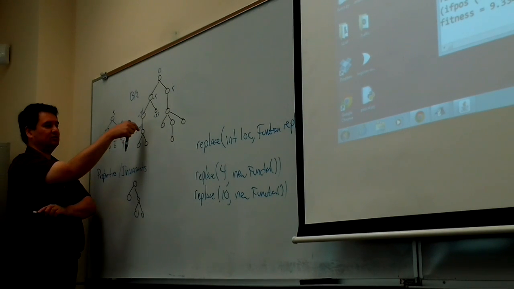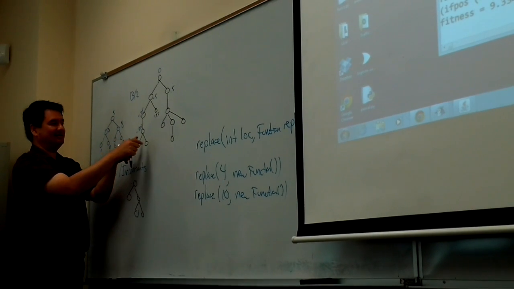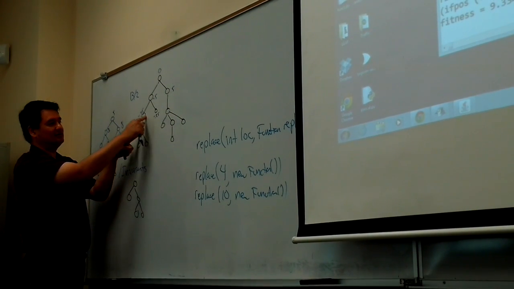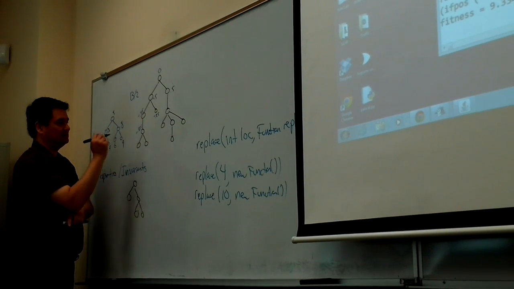So basically, every time you go left or right, you're cutting the distance between this node and the one above it in half. Right. And you're either adding or subtracting.